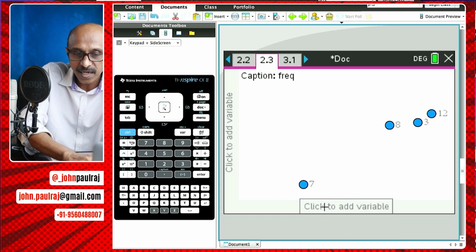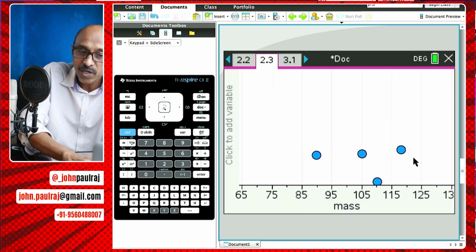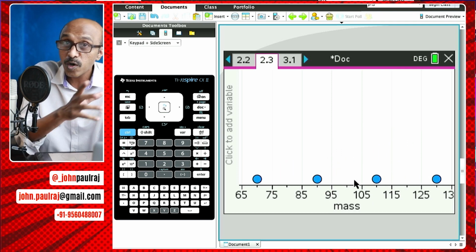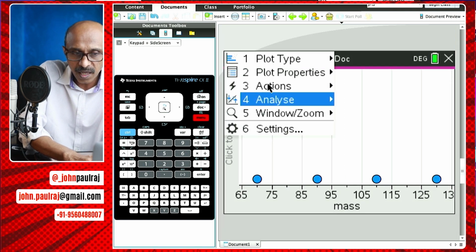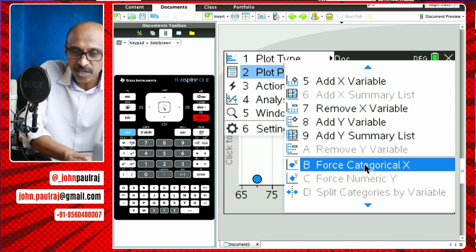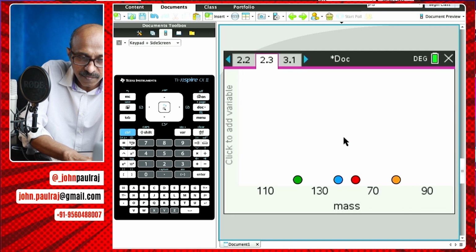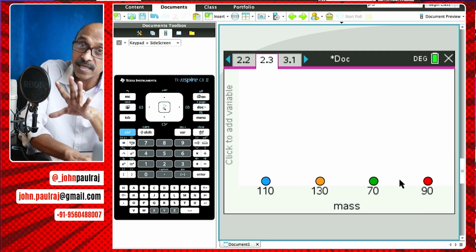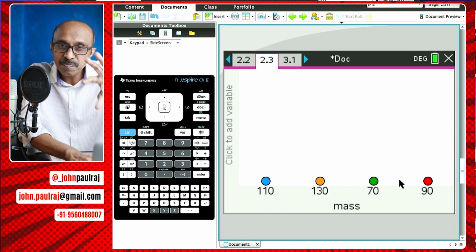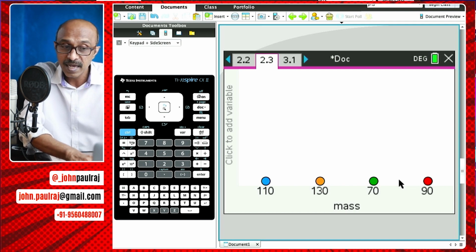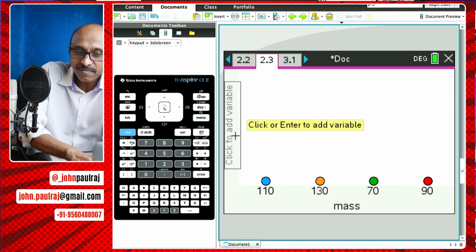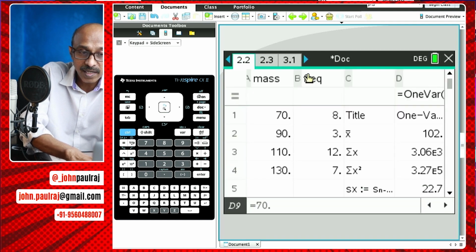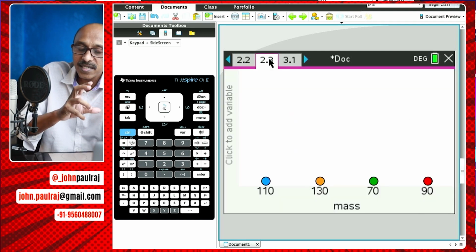So the first thing we need to do is identify the X variable as mass, and then convert this numeric data into categorical, or non-numeric, data, and suddenly it'll become colorful. Watch. We go to menu, and is it plot properties? I guess so. Yes, it's force categorical on X. We say categorical, and suddenly it's become colorful. The data is still there, but now the calculator is going to interpret the values from this column as categorical. Now, as I said before, the calculator is not going to recognize frequency, even though we called it FREQ, right?